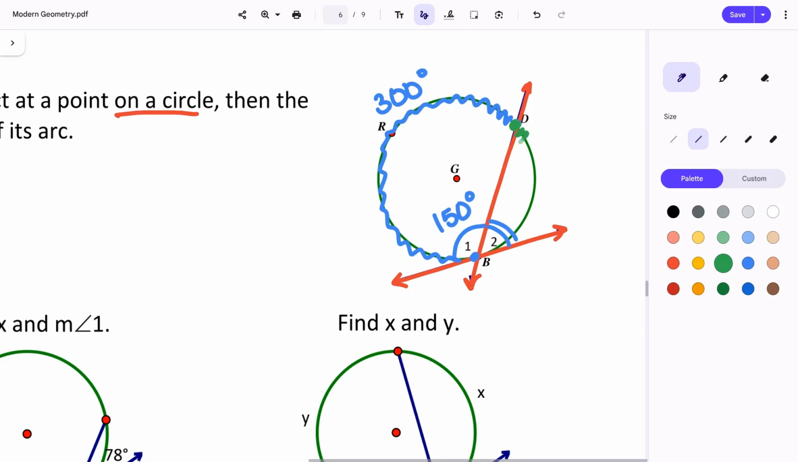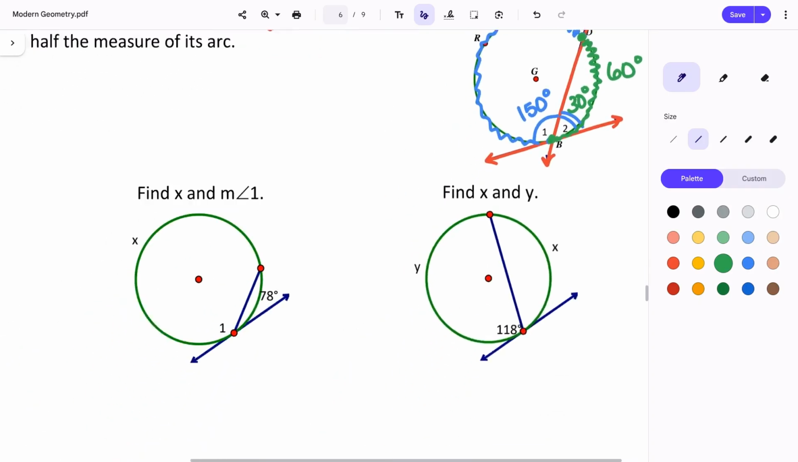It goes from D, this time going the opposite direction, to B. So if that first one was 300, that would have to leave this arc to be 60. And so angle 2 would again be half of that, so 30. Very similar to what we've seen before, just maybe drawn a little bit differently on our circle here. So let's do some examples.